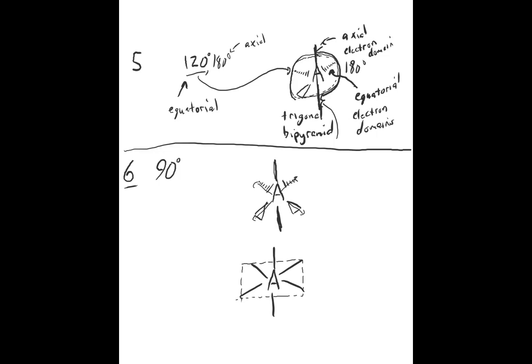And then on top of that, you've got one coming up and one going down. So that's a total of 6, right? 4 corners, and then one up and one down. That's a total of 6. That one is called octahedral. And in the octahedral, they're all 90 degrees. Everything's the same, 90 degrees.